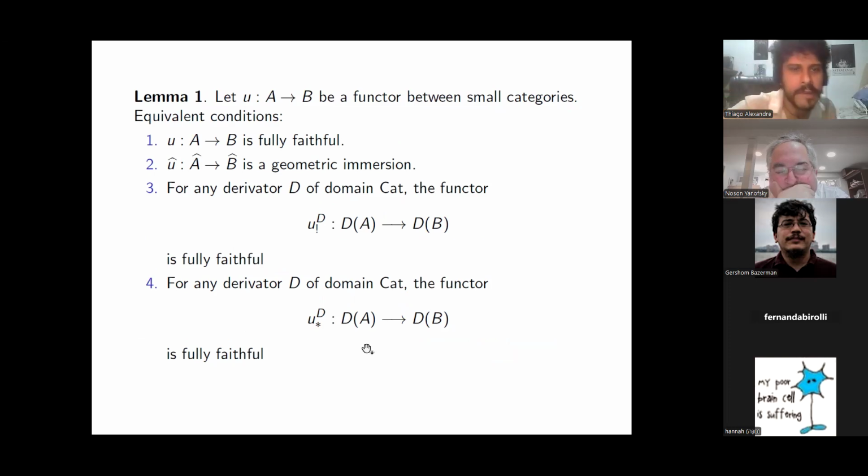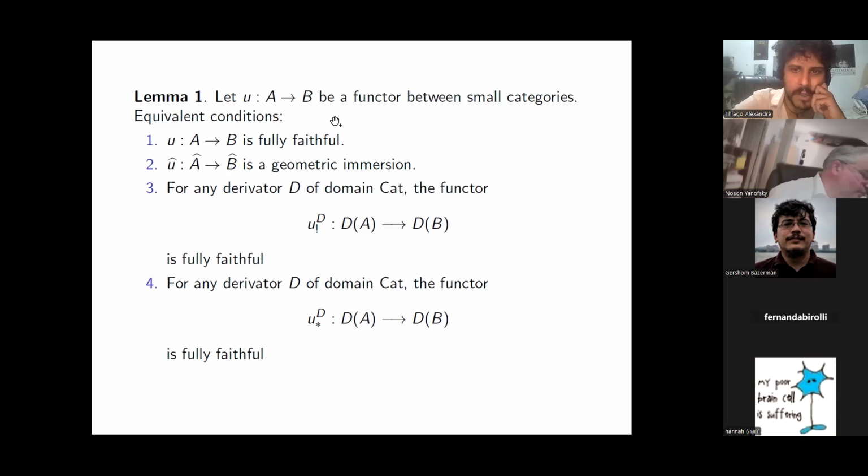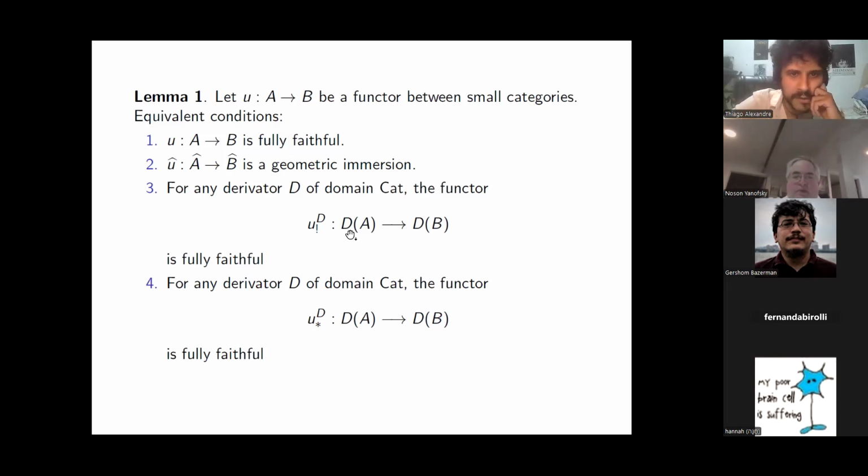So I will begin with this lemma. All these proofs are elementary in the sense that they are straightforward, as you just have to follow the formulas. There is no trick, nothing of this sort. There is this first lemma, which says that if you have a functor between small categories, and we have, of course, a derivator D here, then we have these equivalent conditions.